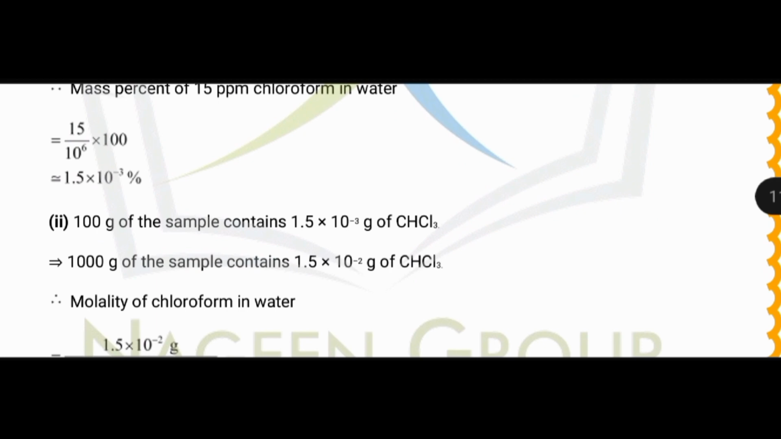We know that in the previous question we solved that 100 grams of solution contained 1.5 into 10 to the power minus 3 %. So 100 grams contains 1.5 into 10 to the power minus 3 grams of chloroform. If 100 has this much, how much will 1000 grams of the sample have? 1.5 into 10 to the power minus 2.